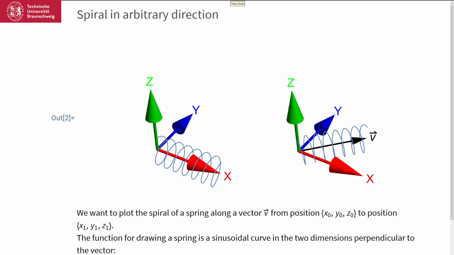Let's think about the following. We made this spiral, but we made the spiral along a certain axis. And of course, if we want to have a spring, we have to put the spiral along an arbitrary vector, like we have here.